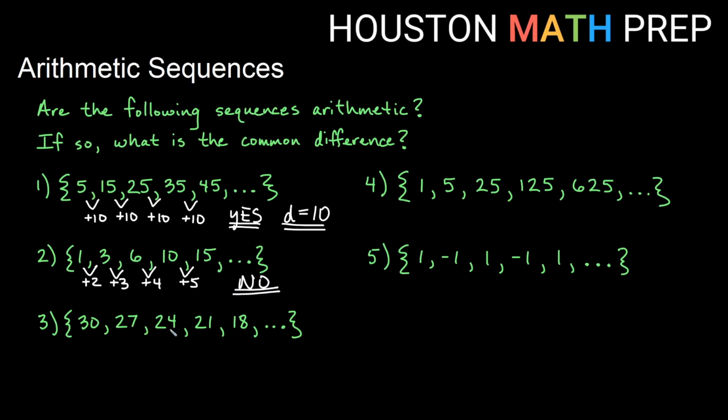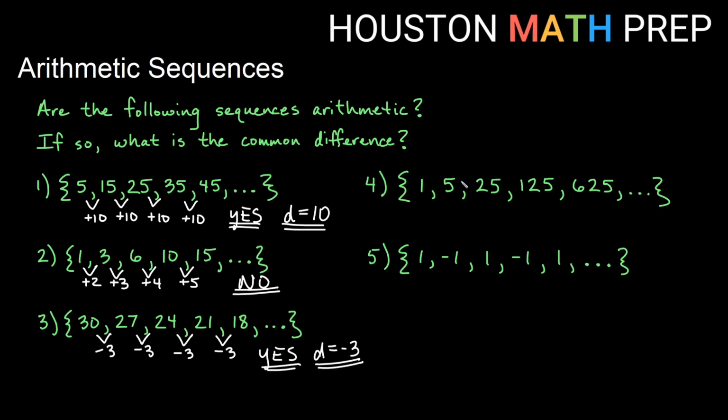Okay, next one, 30, 27, 24, 21, 18, etc. If we look here, you can probably see that the pattern is that we're going down by 3 each time, right? So, do we have a common difference? And the answer is yes, we do have a common difference. If we are adding or subtracting the same amount, then we can consider that to be a common difference, right? When I take 27 minus 30, I get negative 3. When I take 24 minus 27, I get negative 3, etc. So yes, this is arithmetic. And our common difference here is negative 3.